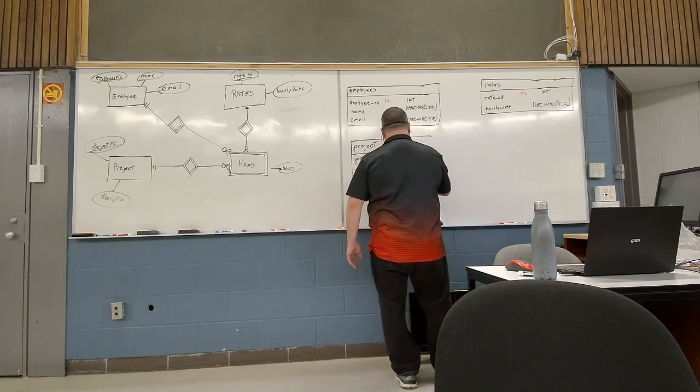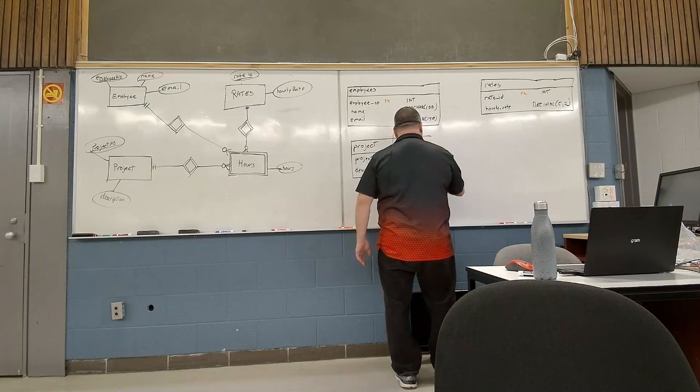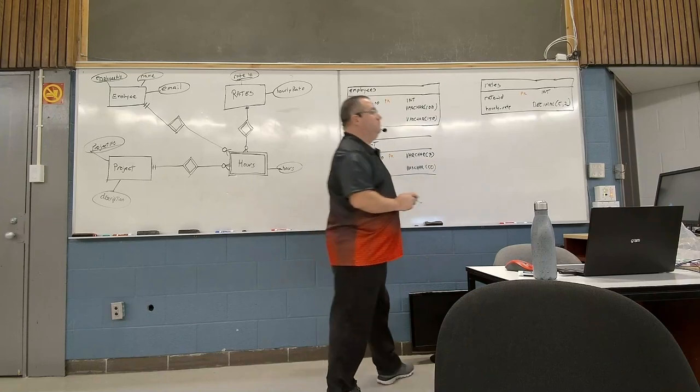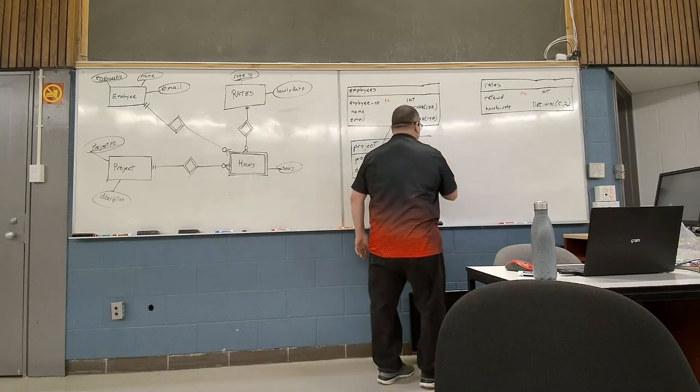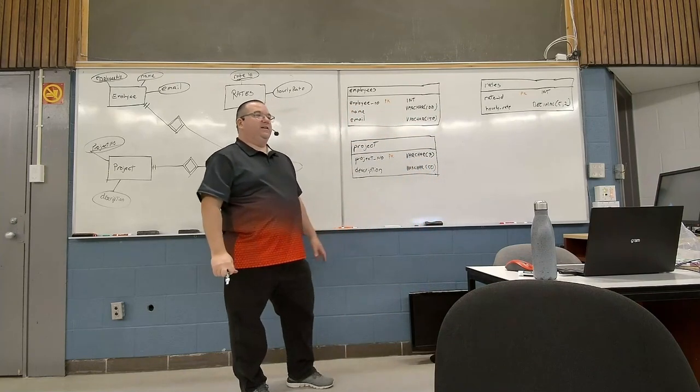And our description, I'm going to go with varchar 50, because it looks like the descriptions are all fairly short. And if they wanted to have more room than that, they could pay us to add another field.